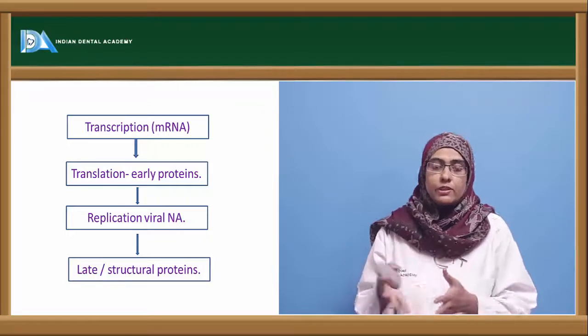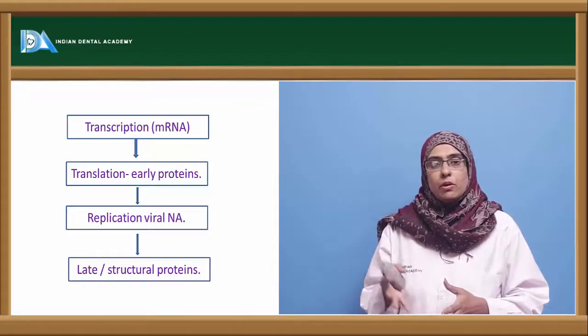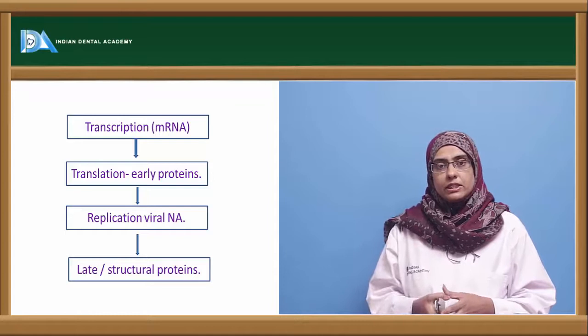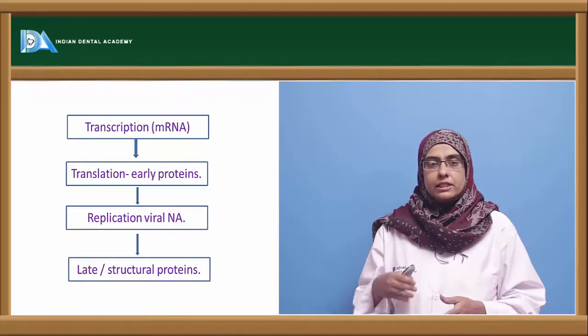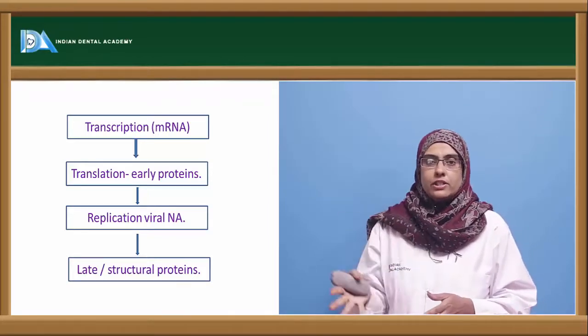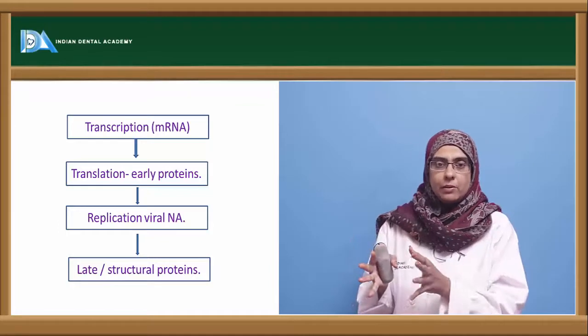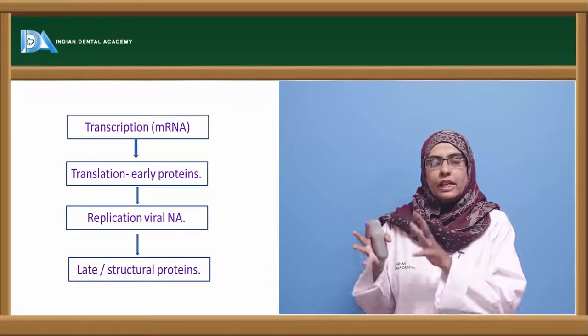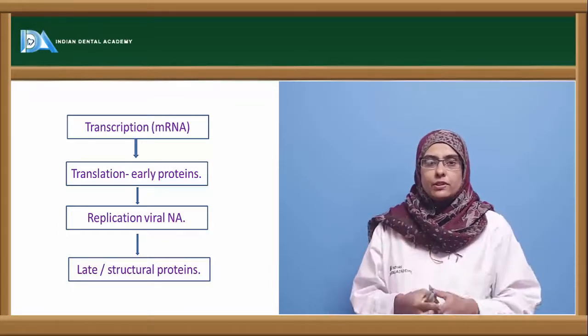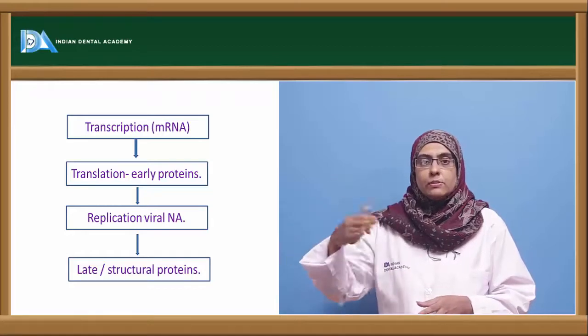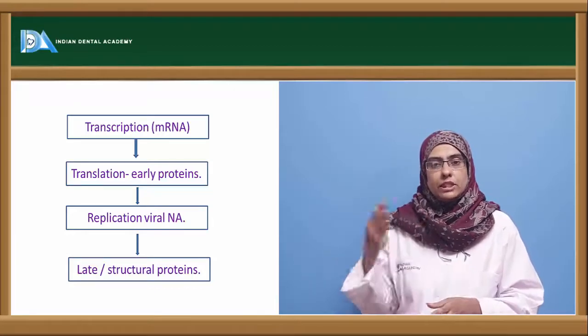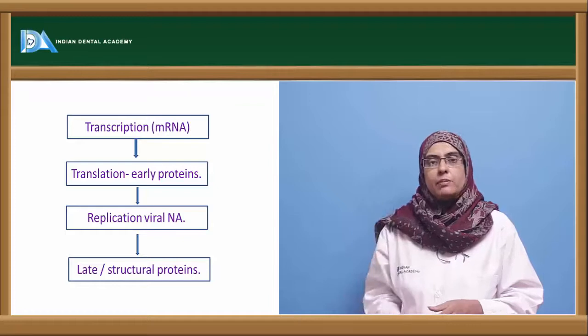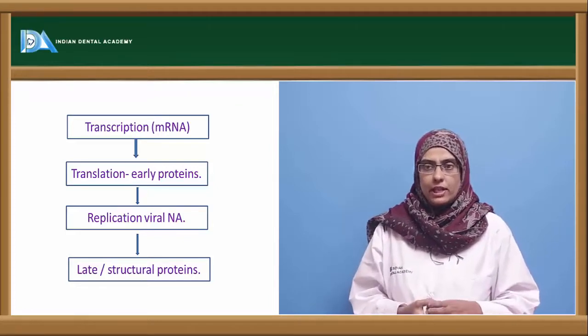Now this viral nucleic acid is the most important component that is involved in the pathogenesis. Later on there is the translation of late or structural proteins. Now here the structural proteins refer to the virion capsid in which the nucleic acid usually gets enclosed. So these are the 4 steps by which the early proteins and the late proteins are synthesized, apart from the replication of the viral nucleic acid.